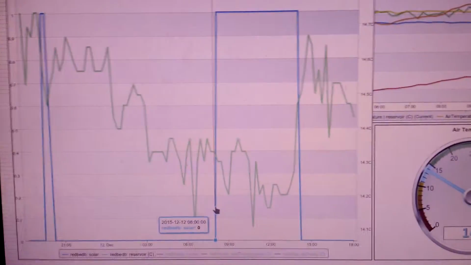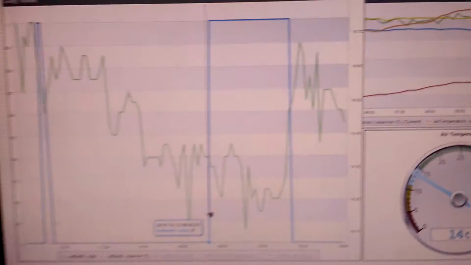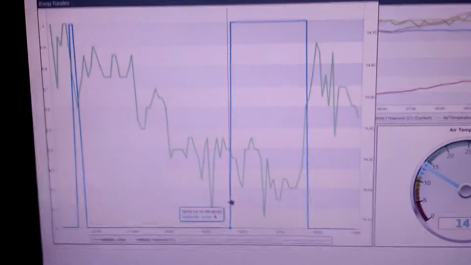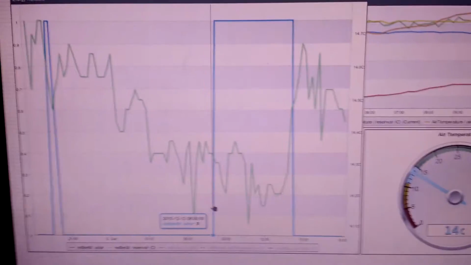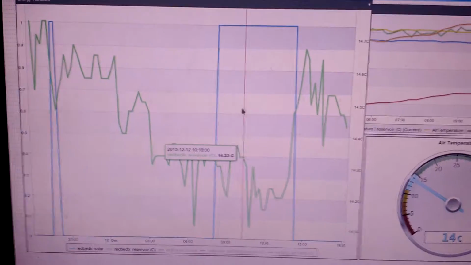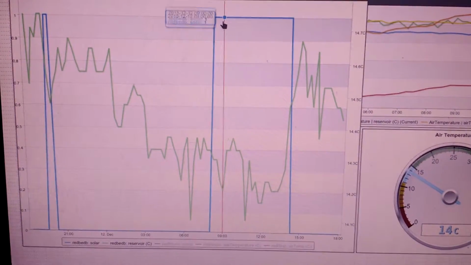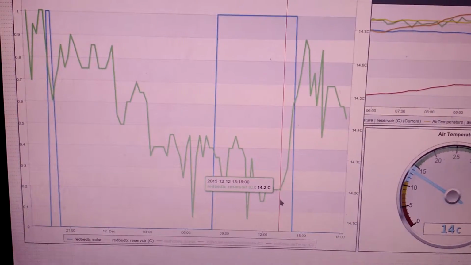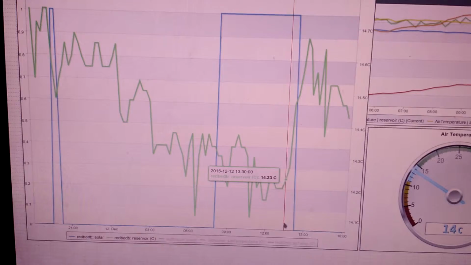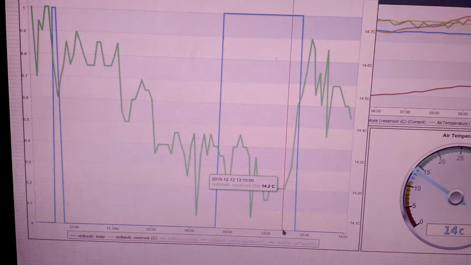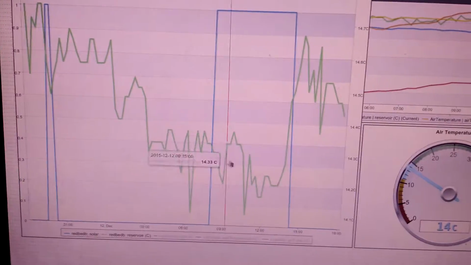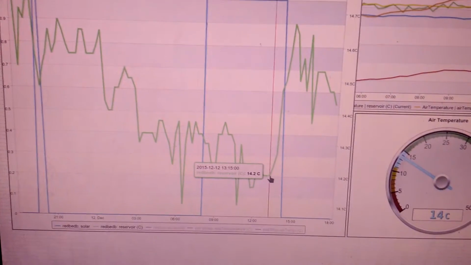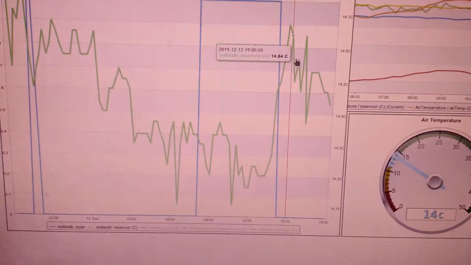However, I did have it unplugged for most of the day. If you check earlier in the video, it was unplugged, and I actually only plugged it in probably at this time, about 2 o'clock today. So the temperature wasn't affected until I actually plugged it in, and then the temperature shot up.